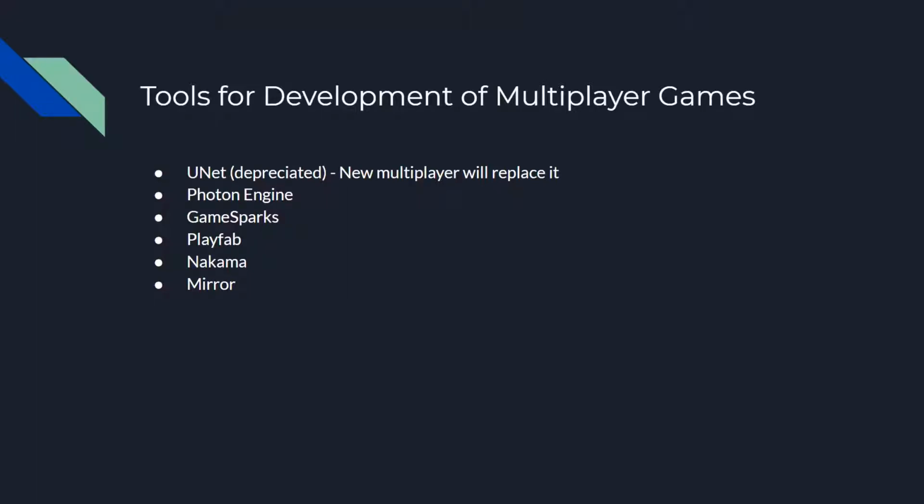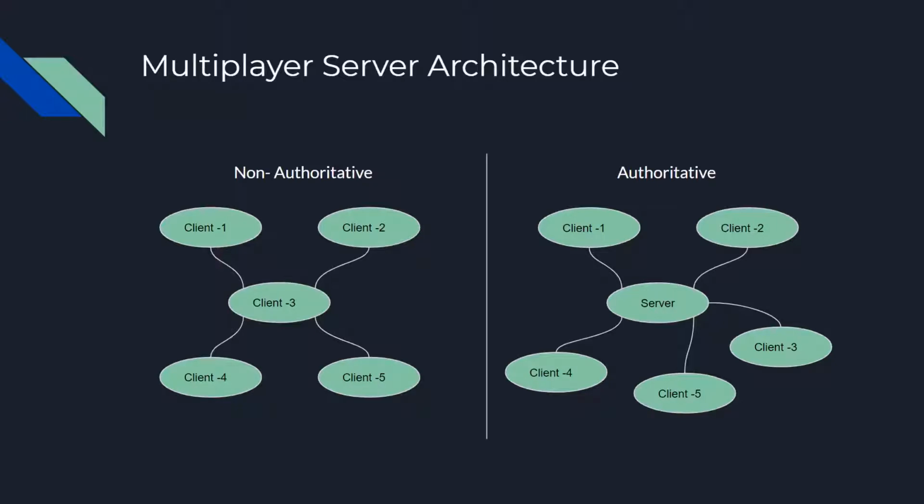In this particular demo, I'll be using Photon Engine. So we'll learn how to use Photon and create a very simple game. The game I want to create right now is a very simple 2D game where the player can move around and collect the coins, right? So let's first understand the server architecture.